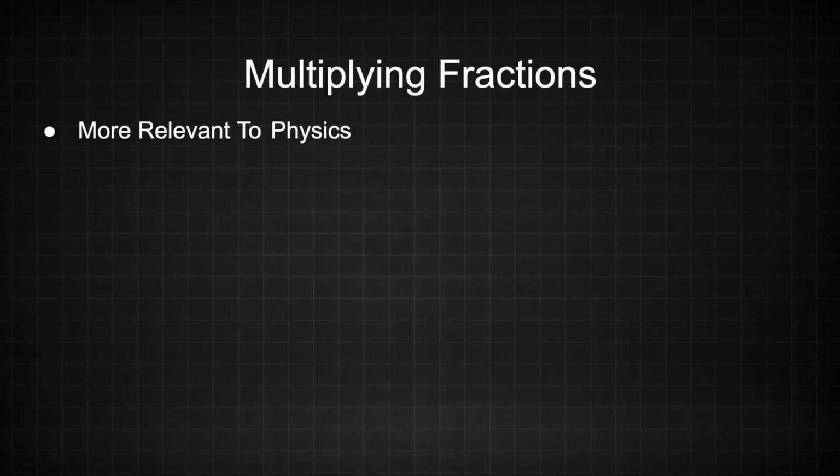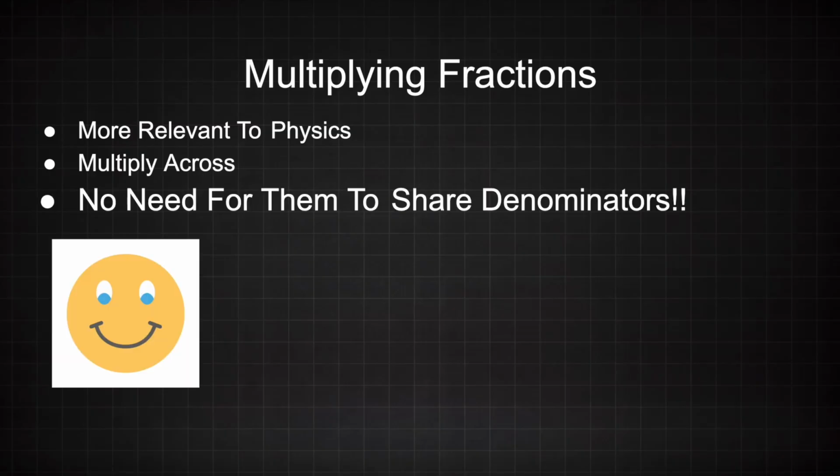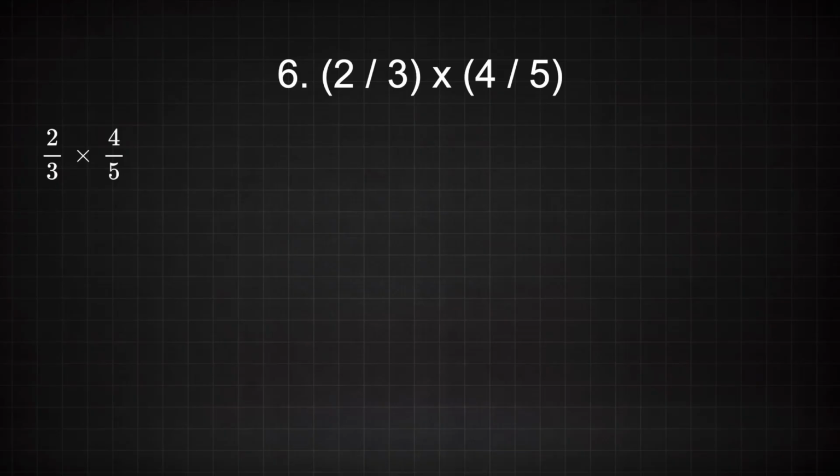When it comes to multiplying fractions, things become a bit more simple. You simply multiply across. You multiply the numerator with the other numerator and the denominator with the other denominator. There's no need for them to share the same denominator. Let's go over a few examples. Consider the problem 2 over 3 times 4 over 5.